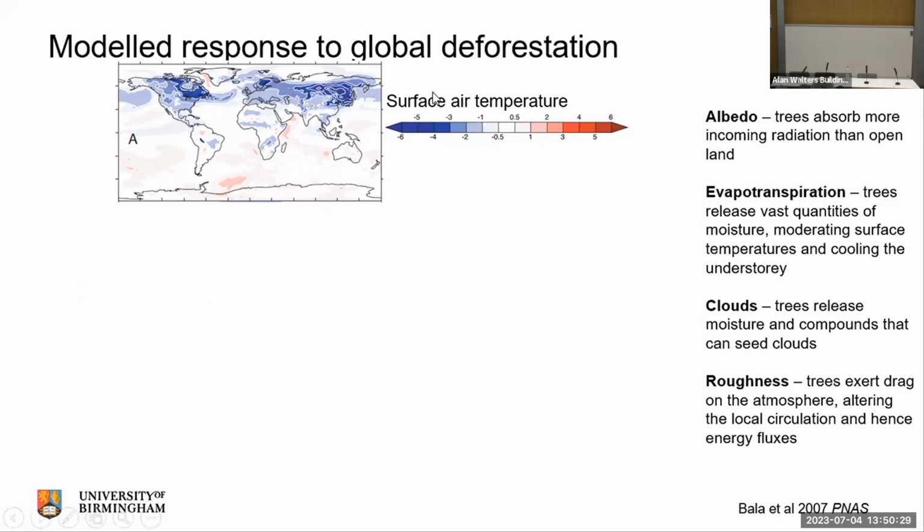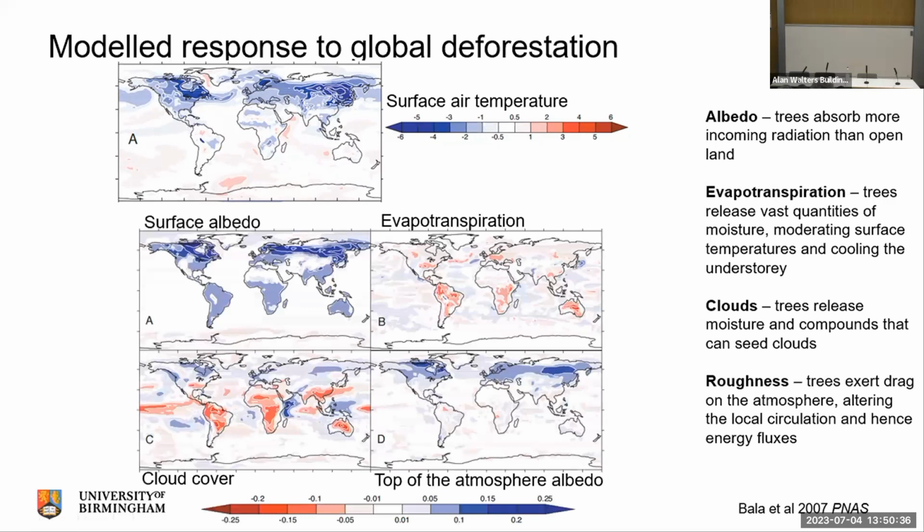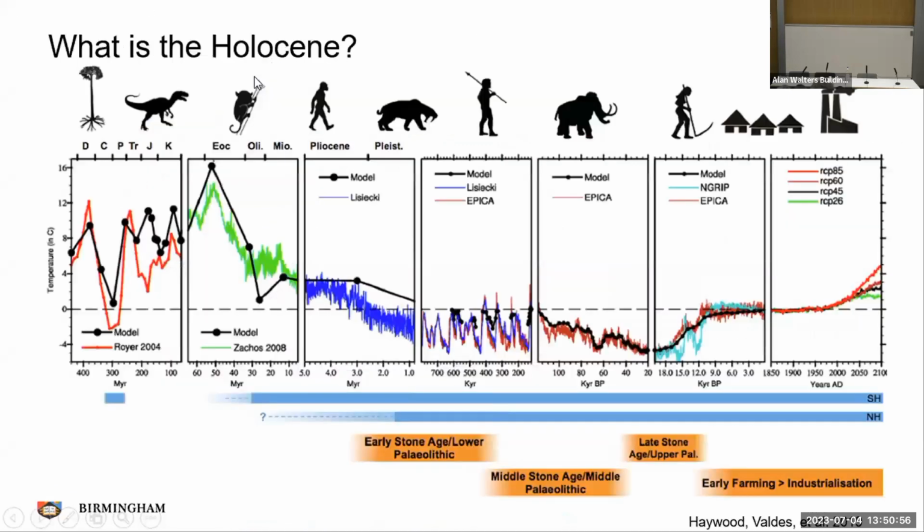You can see a cooling signal, which is mostly in the mid-latitudinal hemisphere, a bit more complicated elsewhere, or a bit more sort of smaller effects. But essentially, you can see all of those things I just mentioned coming into play: an increase in albedo, decreases in evapotranspiration, particularly in the tropics, changes in cloud cover, and also in the resultant view of the atmosphere from above. So that all contributes to this kind of effect. My talk's not about global deforestation, but about the Holocene. I wanted to put that into context so you know what I'm talking about.